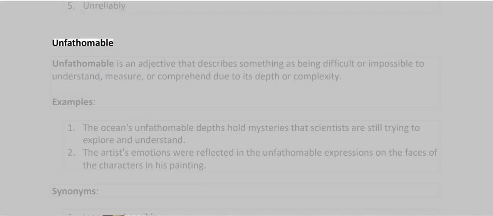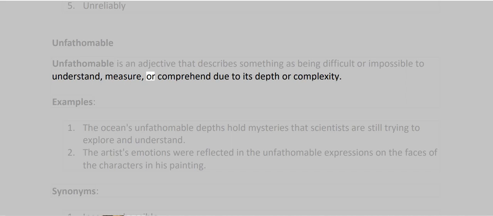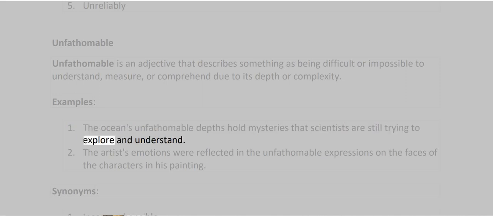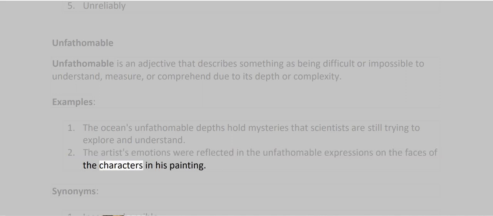Unfathomable. Unfathomable is an adjective that describes something as being difficult or impossible to understand, measure, or comprehend due to its depth or complexity. Examples. 1. The ocean's unfathomable depths hold mysteries that scientists are still trying to explore and understand. 2. The artist's emotions were reflected in the unfathomable expressions on the faces of the characters in his painting.